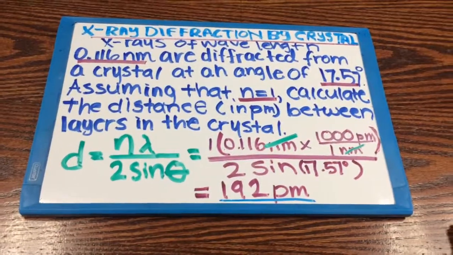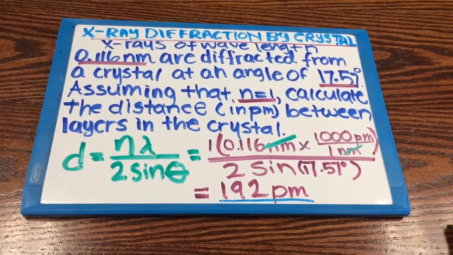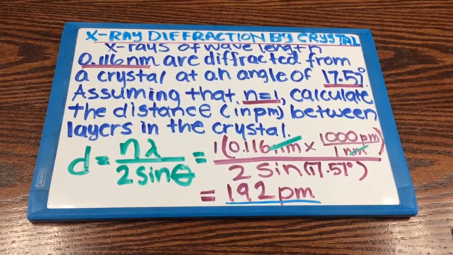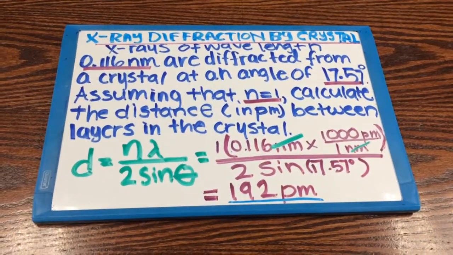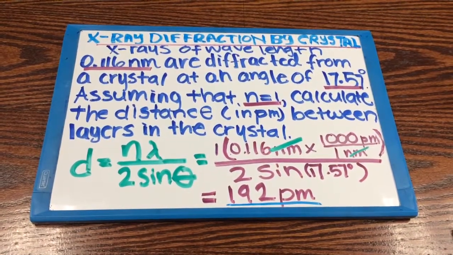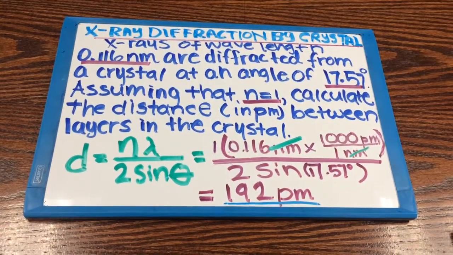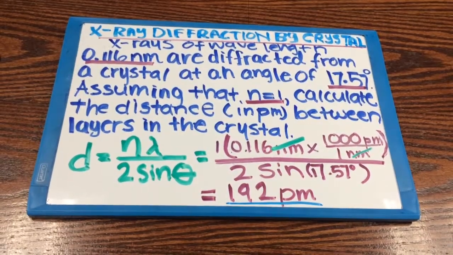Okay, for this problem, the equation that we are using is the Bragg equation. As you can see, we're just going to plug in the numbers. So for n, we have 1. That we're going to multiply by our wavelength, that is going to be 0.116 nanometers. But we need to convert nanometers to picometers.